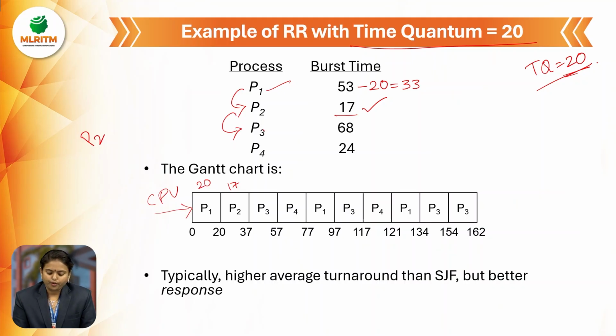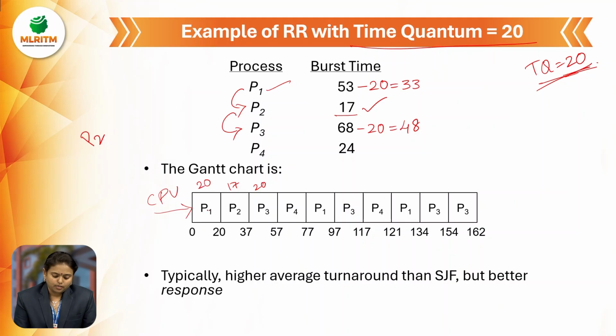Process 3. Process 3 burst time is what? 68. But we have time quantum 20. Minus 20. Remaining 48. Okay.